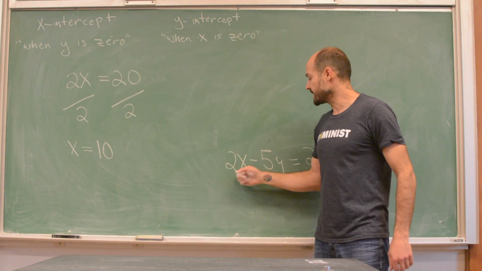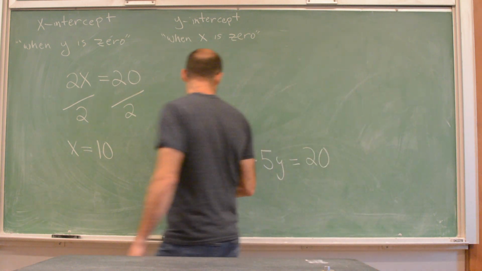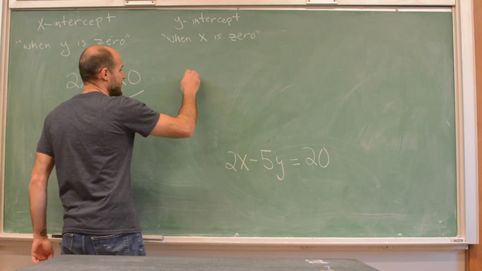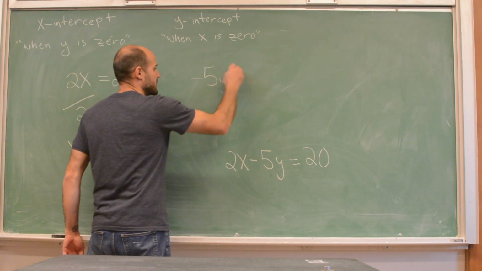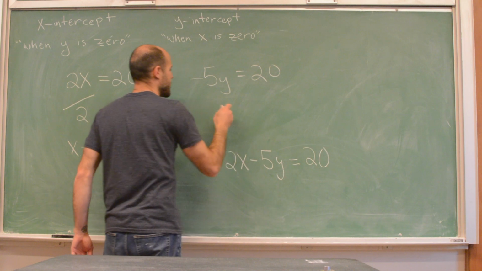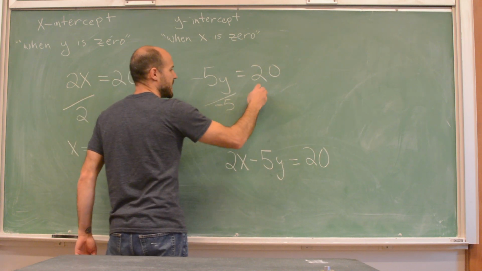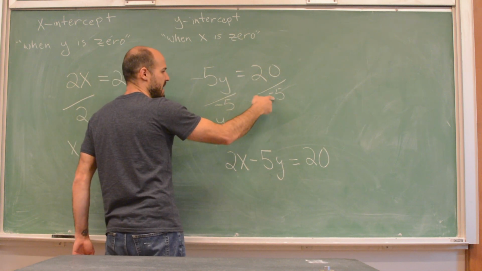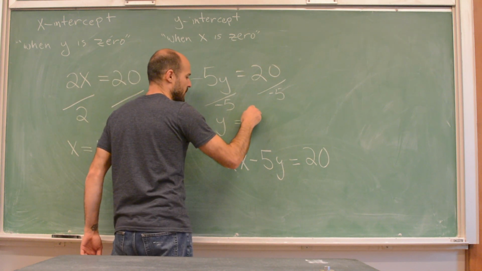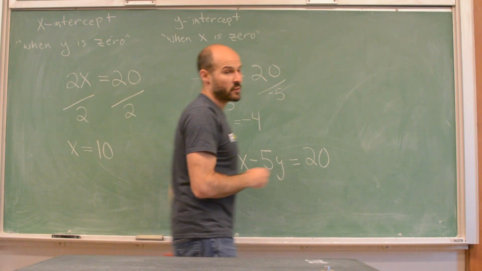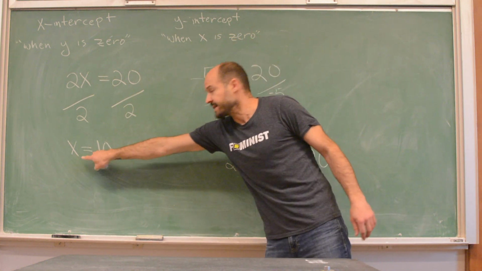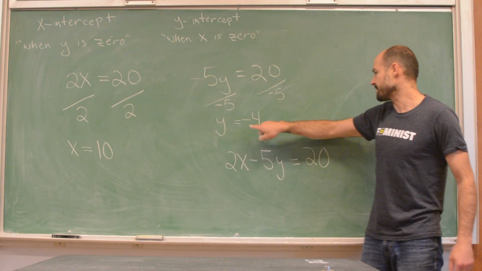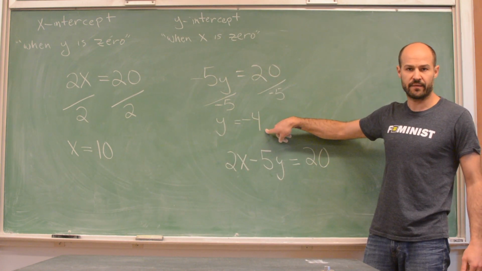We're also going to plug in 0 for x, or in other words, forget about this term entirely, which gives us negative 5y equals 20. And we'll solve for y here. Make sure you keep the sign. 20 divided by negative 5 is negative 4. Now we've determined our x-intercept is the value 10, and our y-intercept is the value negative 4.